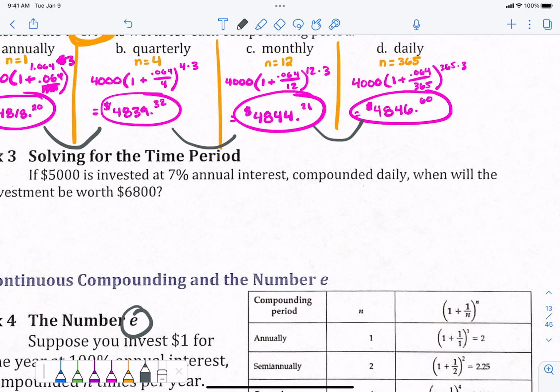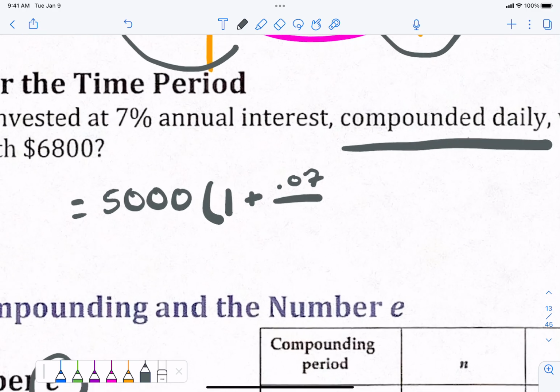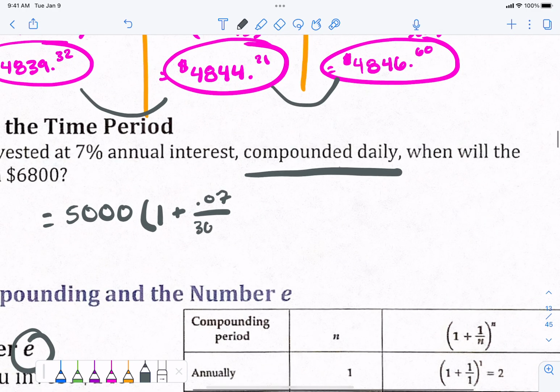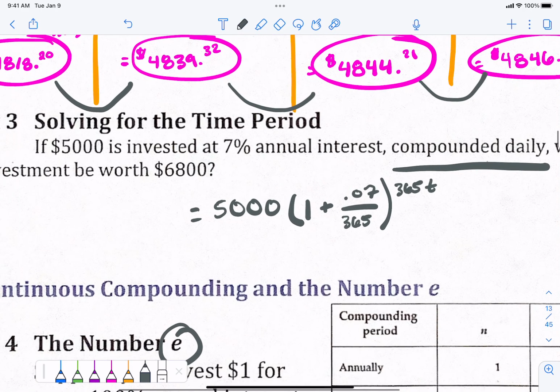Example 3, if $5,000 is invested at 7% annual interest compounded daily, let's fill out our formula here. We've got 5,000 as our P. We want 7%, so 1 plus 0.07, and we're going to divide by how much? 365. Okay, here's the deal. This is the hard part. We got 365. We don't know what t is. We're trying to solve for t, and we're trying to figure out when that will become 6,800. So we get to plug and play for a little while, which is kind of unpleasant, but whatever.